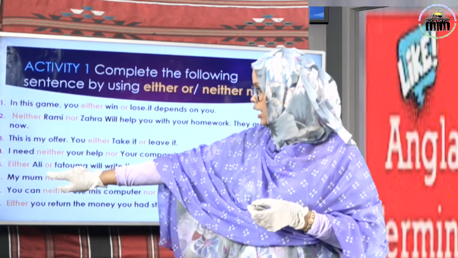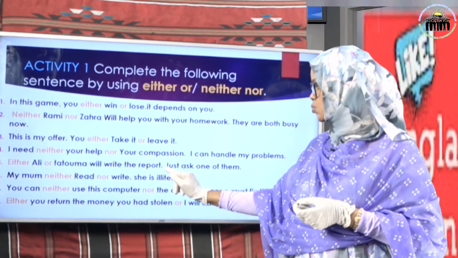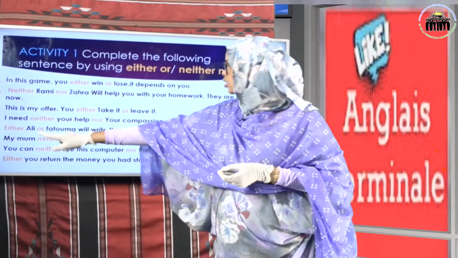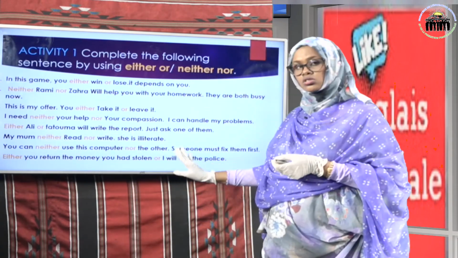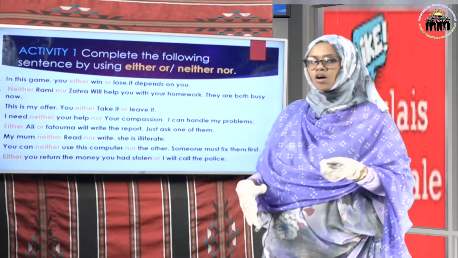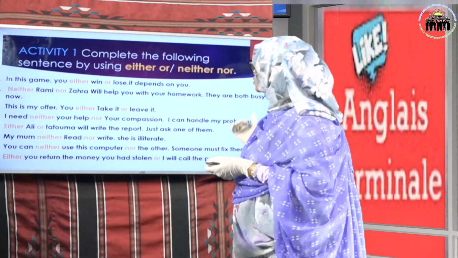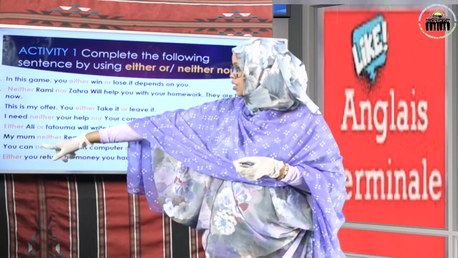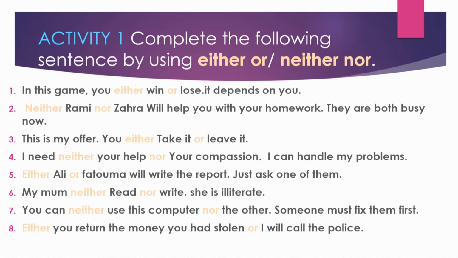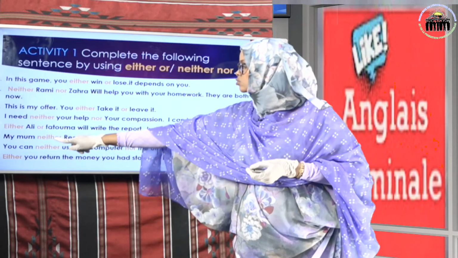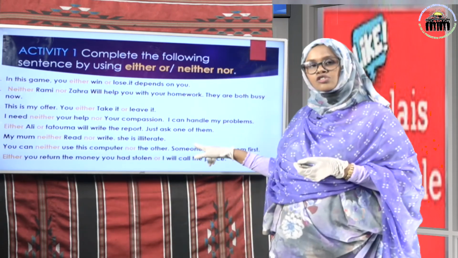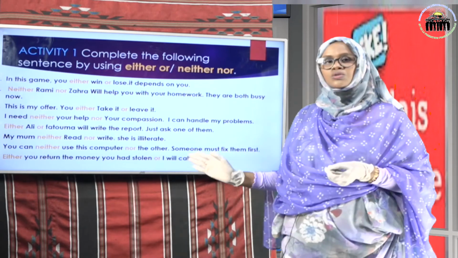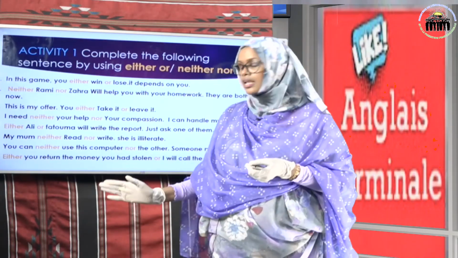5, either Ali or Fatuma will write the report. In other words, Ali will write the report or Fatuma will write the report. Just ask one of them. Both of them are available. My mom can neither read nor write. See the words in here? These are the appropriate words. She is illiterate. She never went to school. She never learned anything.